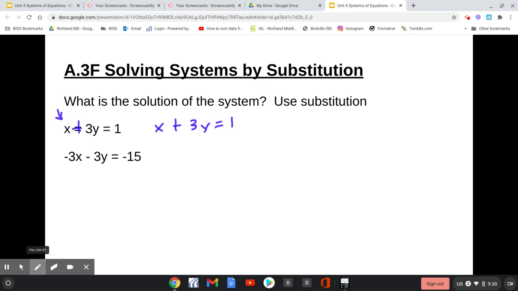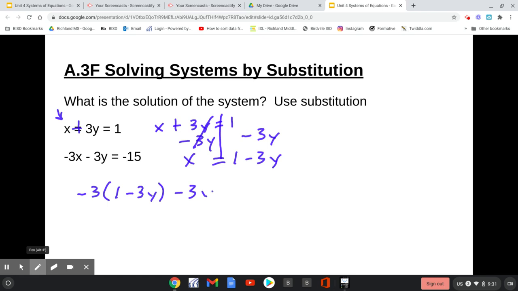What I'm going to do, though, is I'm going to move this 3y over. I'm going to subtract 3y on that side. I'm going to subtract it on this side. And that's going to give me x equals 1 minus 3y. So like before, I now know what x is. So I can plug it into this bottom equation. So negative 3, we now know x is 1 minus 3y. Minus 3y equals negative 15.